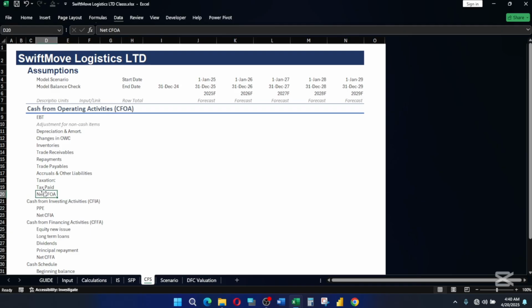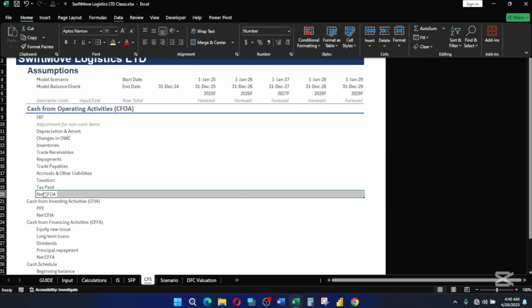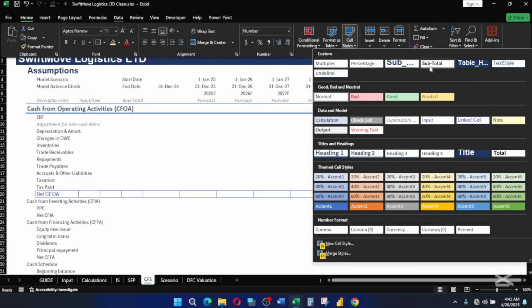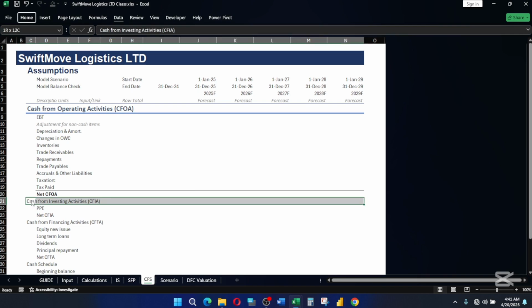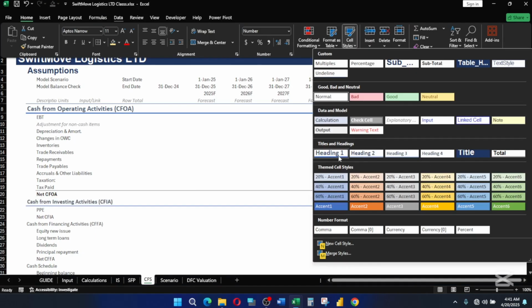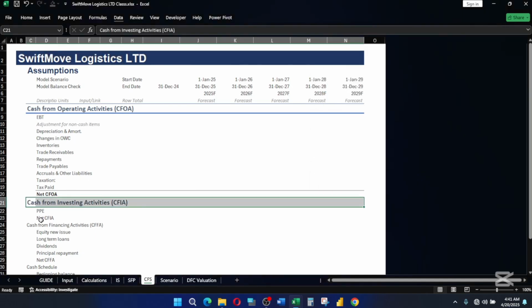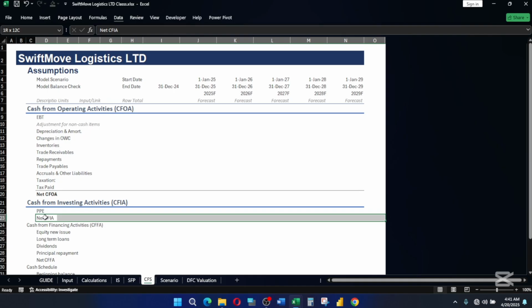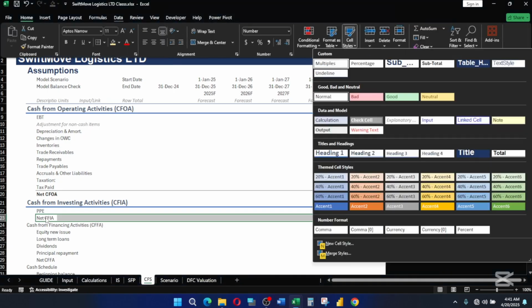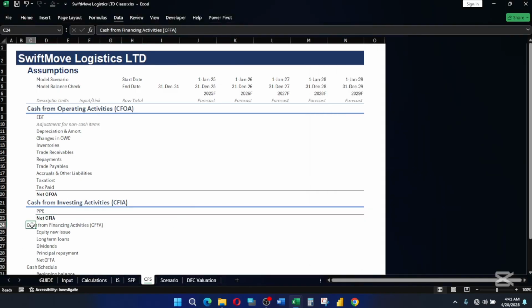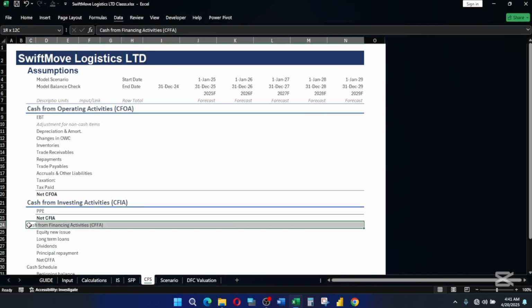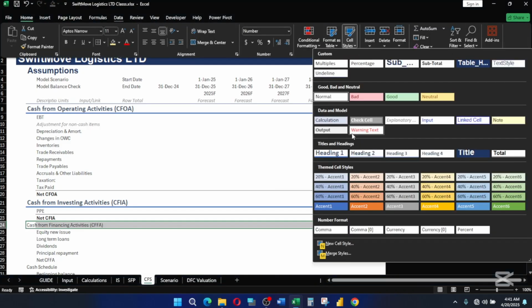So this is our net cash flow from operating activities. Net cash flow from operating activities is going to take our subtotal, right? Then we have cash from investing activities; format it, give it a heading. Then we have net cash flows from investing activities, which is going to take our subtotal 2. Then cash from financing activities is also going to take our heading 1.